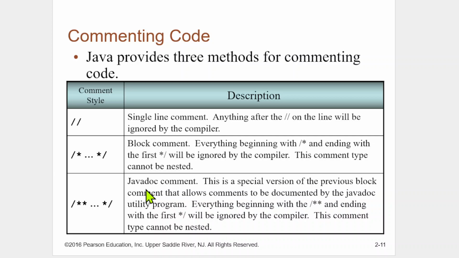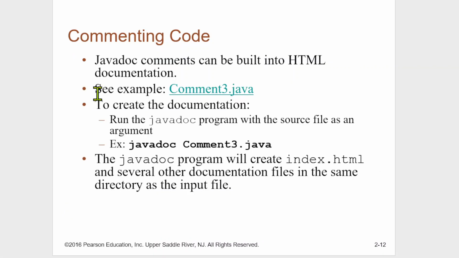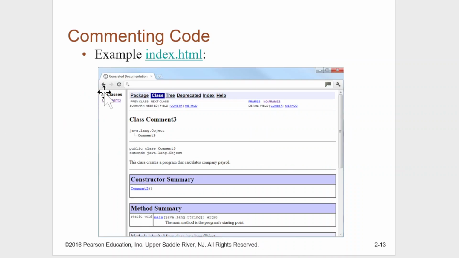Basically, it's a utility program that comes with the JDK that will build the documentation for you. I've never had much value in it, but people use it. The Javadoc comments can be built into HTML documentation. To create the documentation, you run the javadoc program with the source file as an argument, and it will create an index HTML and several other documentation files in the same directory as the input file. The example of the index file comes up as an HTML, so you actually get a website out of it.